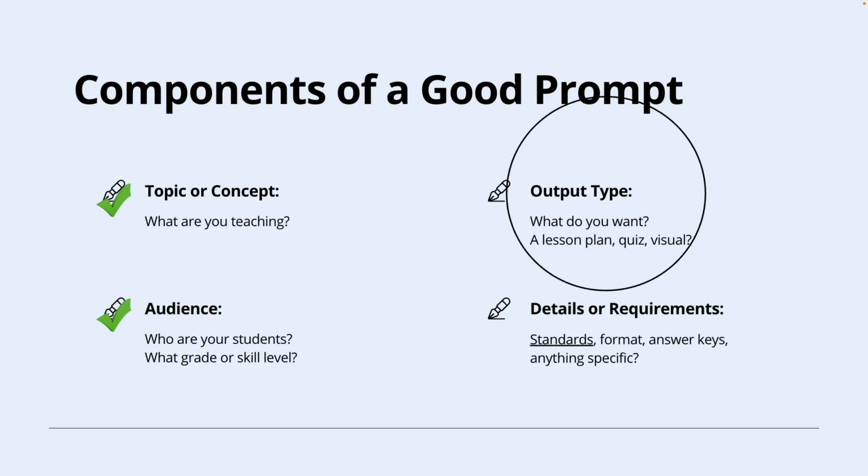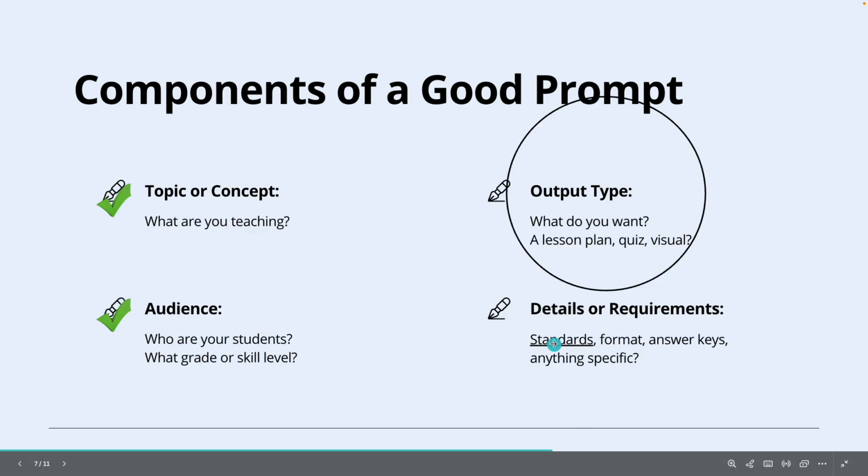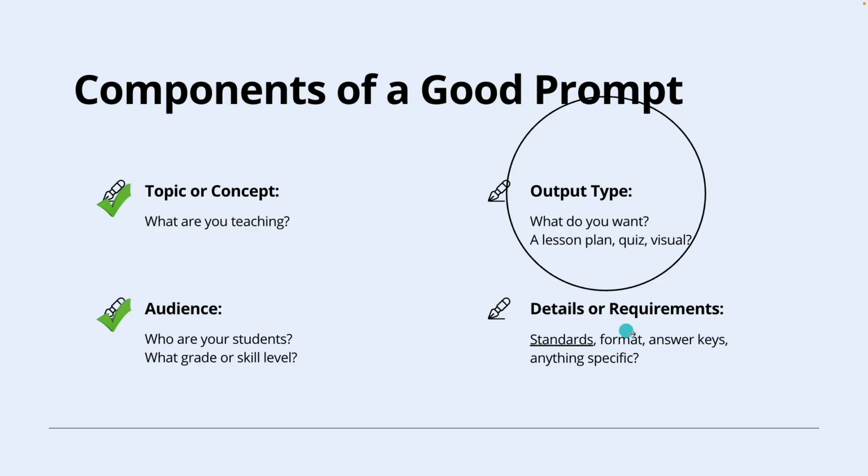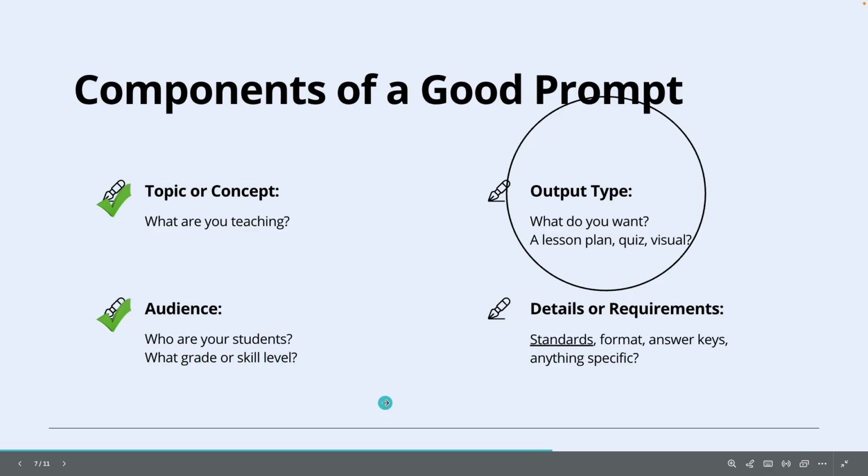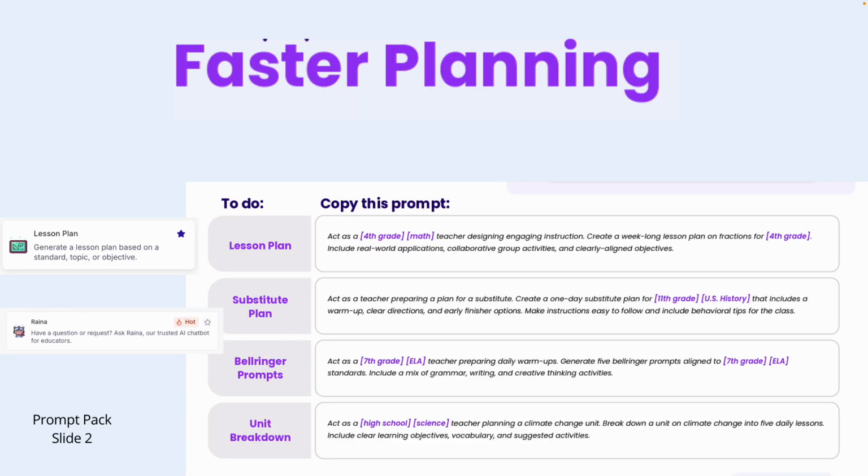So again, going back to the components of a good prompt, we talked about our topic and our concept. We talked about what we were teaching. We're teaching decimals. Our audience was 4th graders. We even included the standard, but we didn't tell it what kind of output we were looking for, and we didn't give it anything more specific than that. So let's look at some examples here.